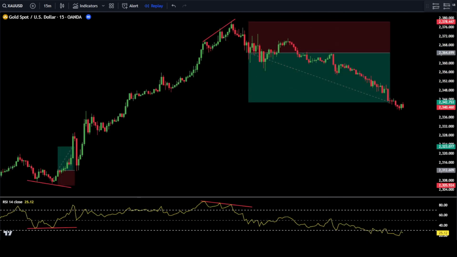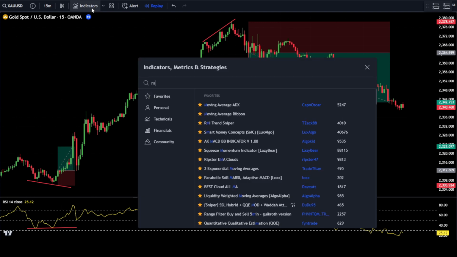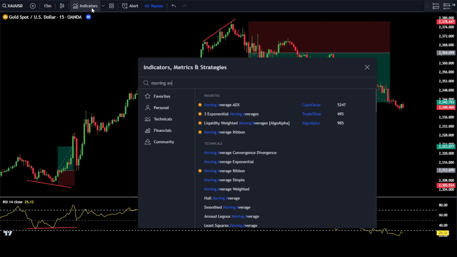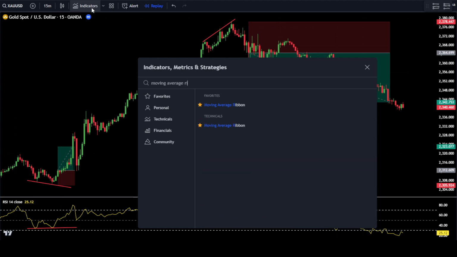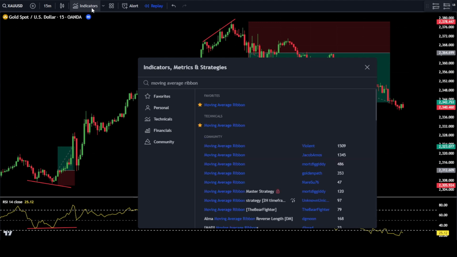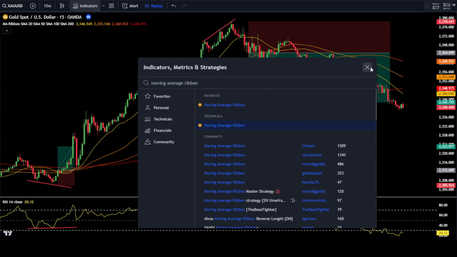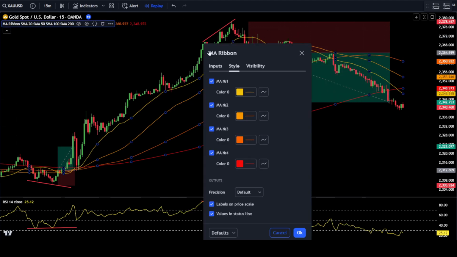Now let's discuss the second method for trading if you want to use the RSI bullish divergence and RSI bearish divergence strategy. However, before that, you can add one more indicator to be used as a trend guide in the market. Go to the indicator search tab and type in moving average ribbon. Then select the default moving average ribbon. Next, go to the moving average ribbon indicator settings.